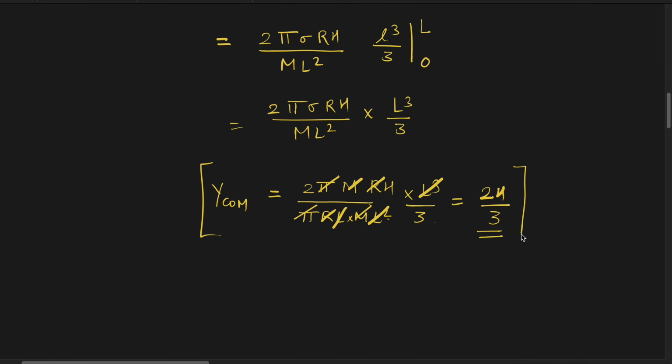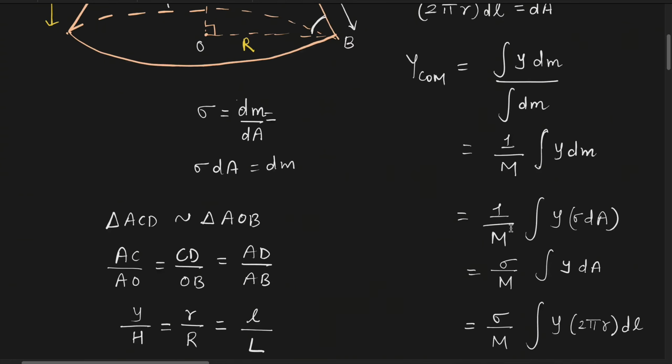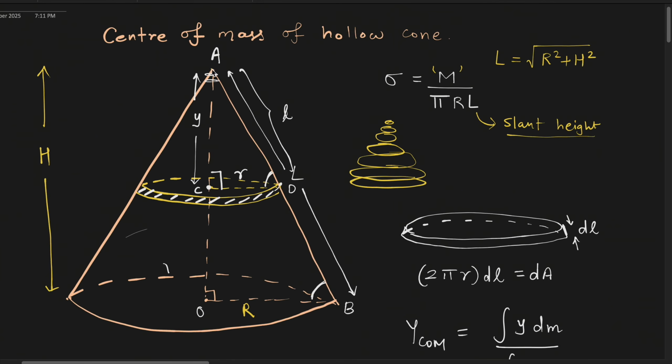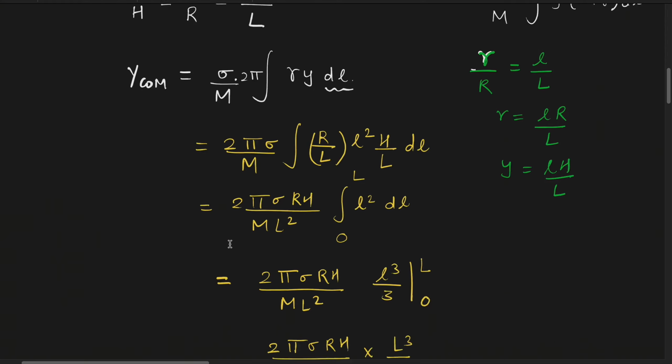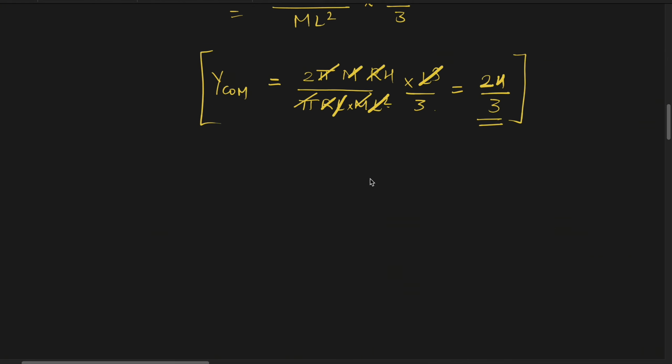But here you have to write this center of mass from the apex. Usually they will ask you the center of mass from the ground, or from the base. So the entire height is h, so the center of mass from the ground or the base will be h minus 2h by 3, which is h by 3. So this is the center of mass of a right circular hollow cone from the base, right?